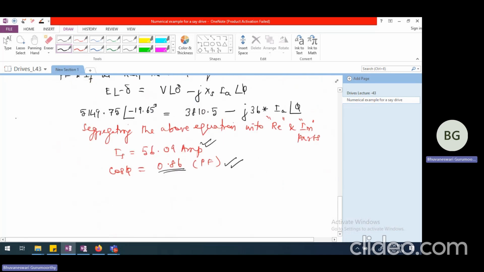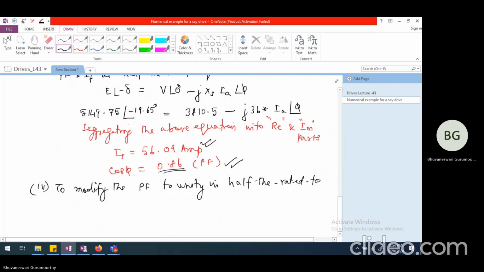If I want to have unity power factor to modify the power factor to unity in half the rated torque, what should be IF? What should be IF? That is what is being asked.